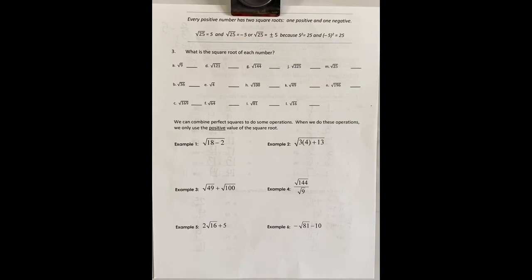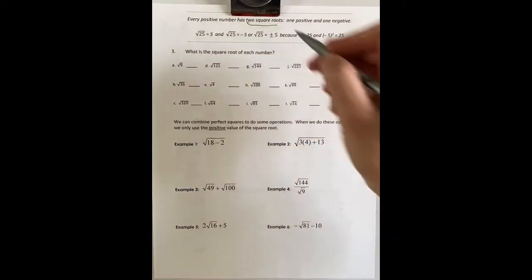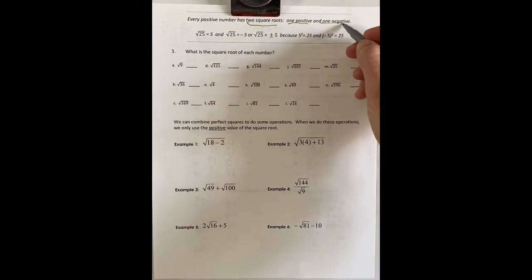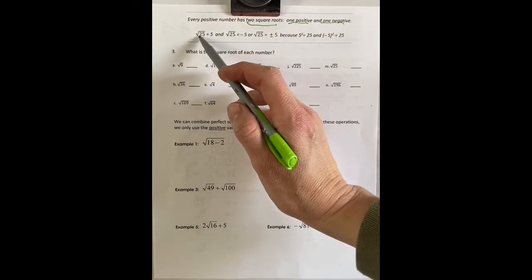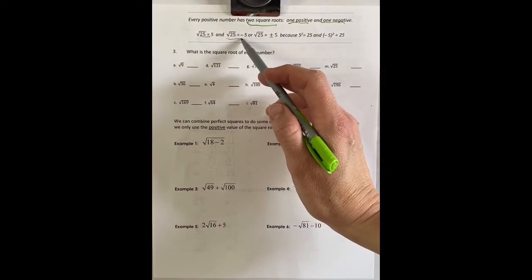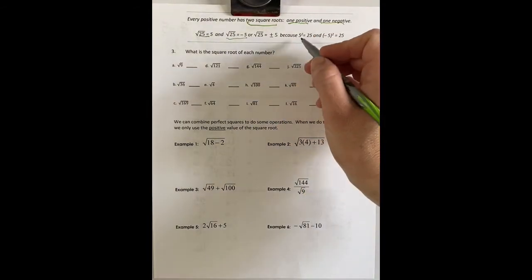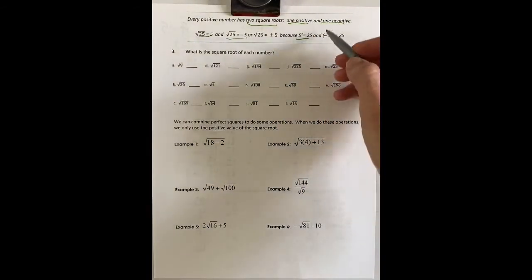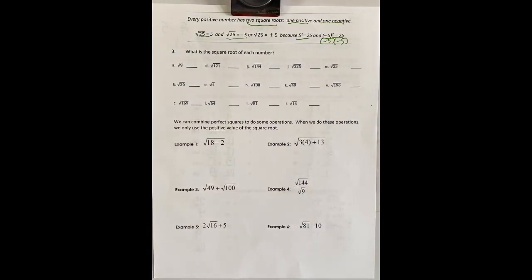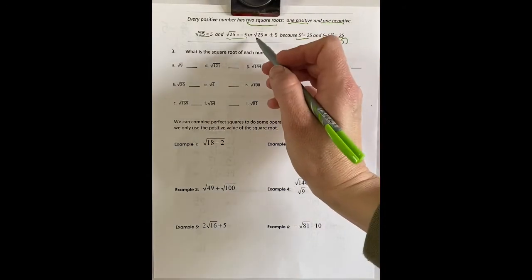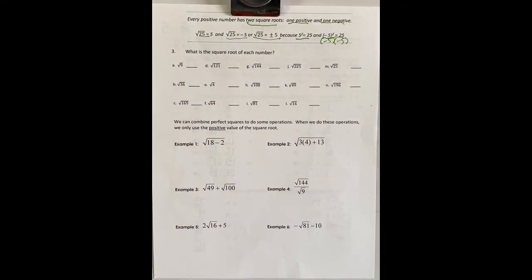So every positive number has 2 square roots, one positive and one negative. So for example, the square root of 25 is 5, and the square root of 25 is also negative 5, because 5 squared is 25, but also negative 5 squared is 25, because when you multiply 2 negative factors together, it gives you a positive. So when we are finding the square root of a number now, we're going to express it as positive 5 and negative 5.